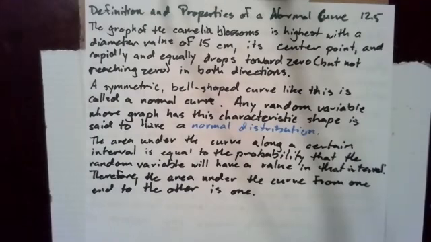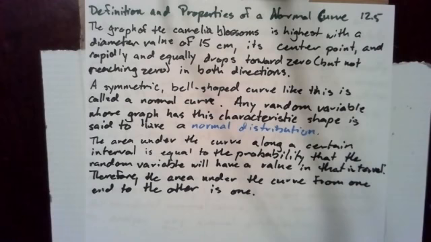In this video, we will discuss the definition and properties of normal curves. The graph of the camellia blossoms is highest with a diameter value of 15 centimeters, its center point, and rapidly and equally drops towards zero, but not reaching zero in both directions. A symmetric bell-shaped curve like this is called a normal curve.